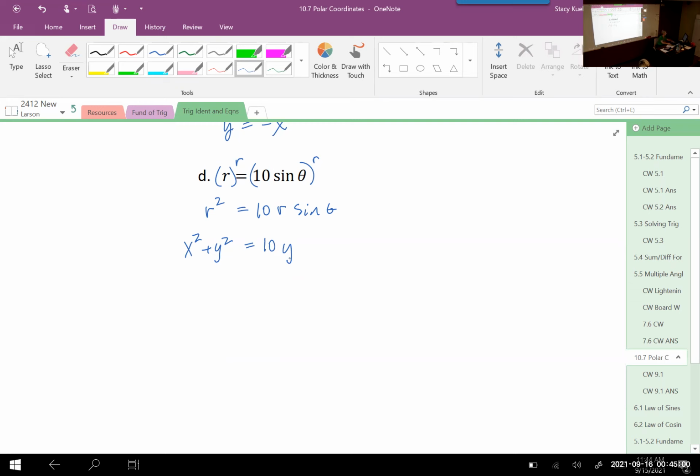Let me look how far we want to go with this, because this is going to make a conic. Maybe it's an ellipse. Maybe that other one was an ellipse and not a circle.